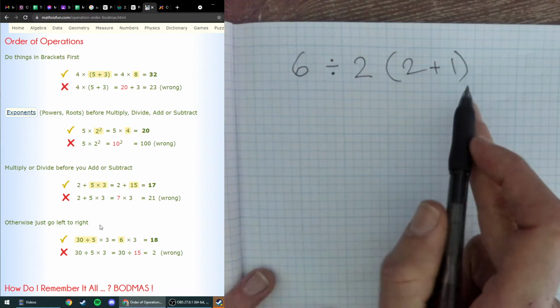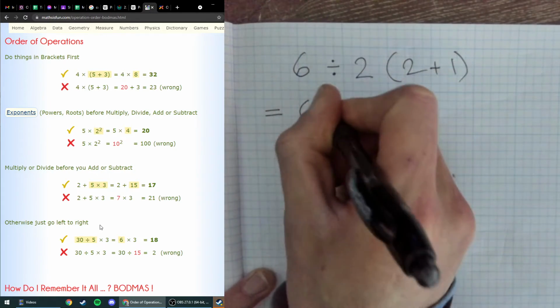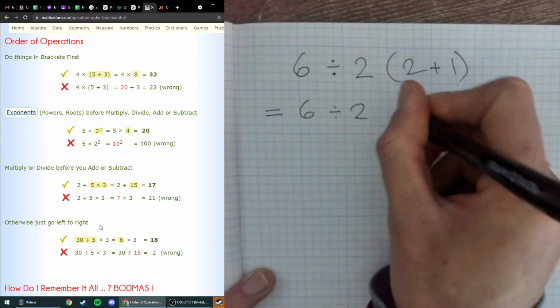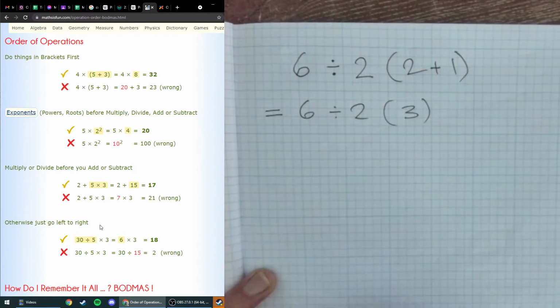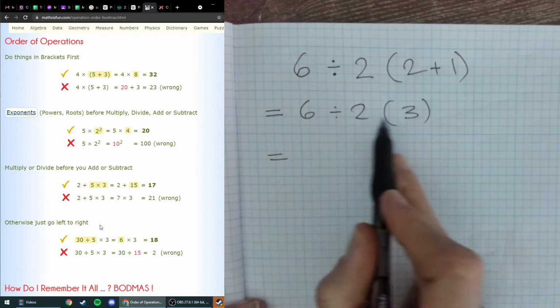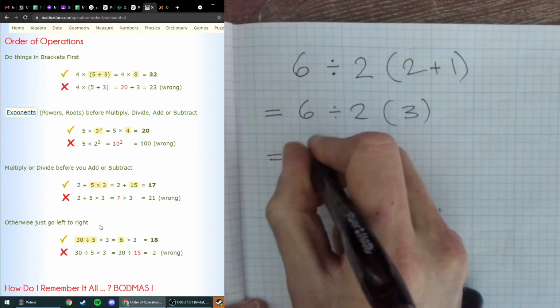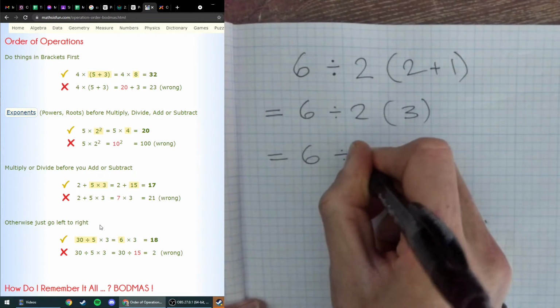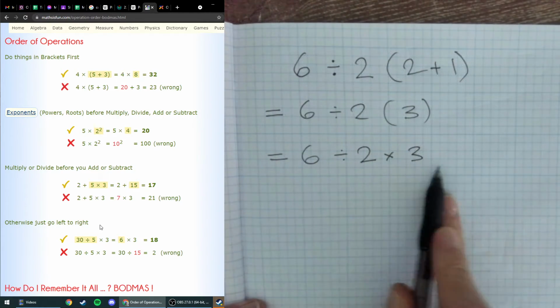Okay, so let's do that. So there is a bracket. What I'm going to do is I'm going to do each step at a time. So it's going to be 6 divided by 2, and then I will do what's inside the bracket. 2 plus 1 is 3. Then the next step is we've got to work out what it means when you have a number beside a bracket. What does this mean? It's actually multiplication. So I'm going to write that out fully. 6 divided by 2 times 3. This is what we have now.